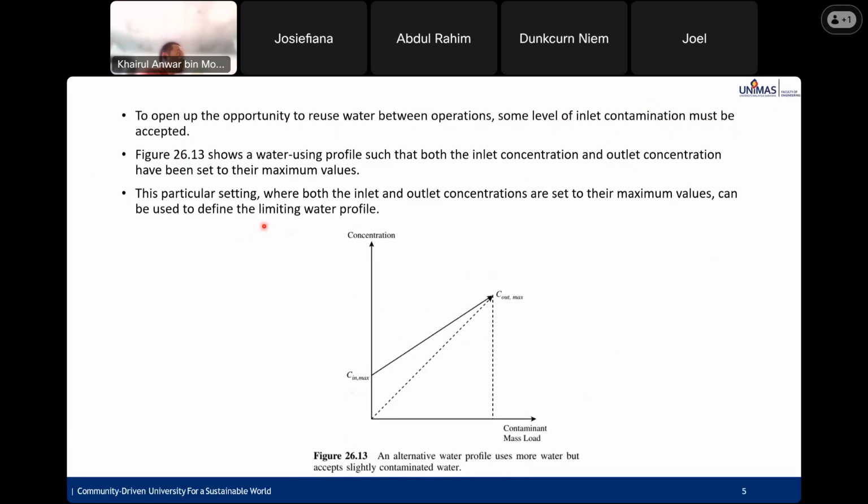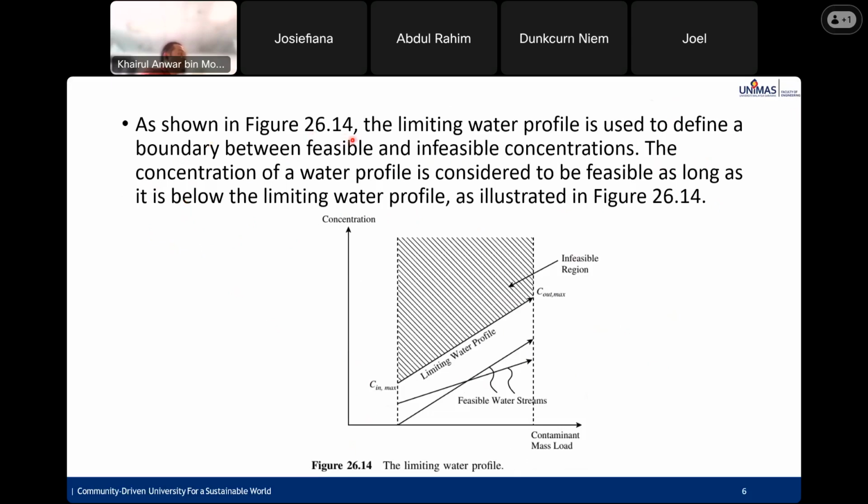Figure 26.13 shows a water using profile such that both the inlet concentration and outlet concentration have been set to their maximum values. This particular setting, where both the inlet and outlet concentration are set to the maximum value, can be used to define the limiting water profile. As shown in figure 26.14, the limiting water profile is used to define a boundary between feasible and infeasible concentration. The concentration profile is considered to be feasible as long as it's below the limiting water profile. So anything below the limiting water profile is a feasible water stream.